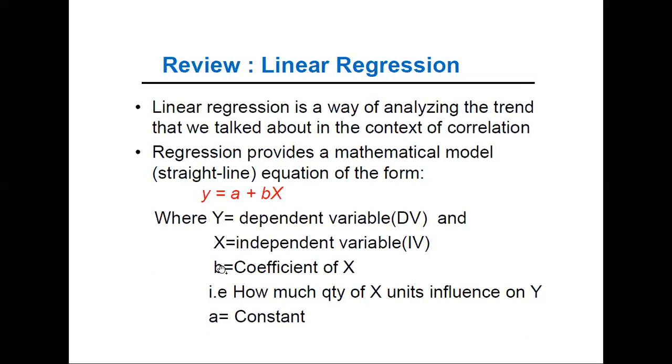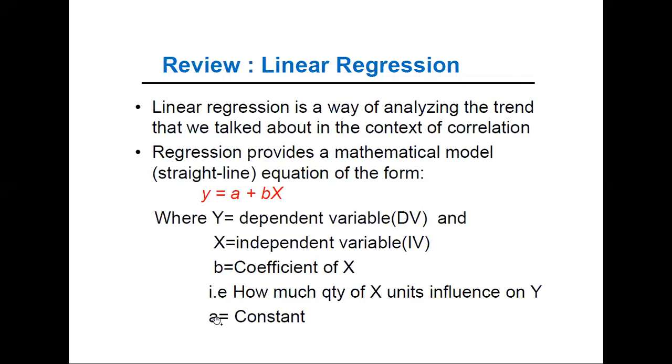What is this b? This b is nothing but how many units of your variable x influence variable y. What I mean to say from this equation is that how much influence your x has on y will be obtained by this quantity b. In general you should remember that this b is nothing but the coefficient of x, which gives us an idea about how much influence x with respect to b will have on y. Fine, and a is a constant.